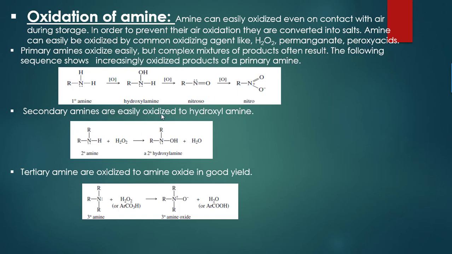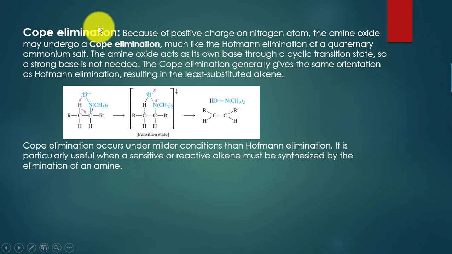Secondary amines are easily oxidized to hydroxylamine. Tertiary amines are oxidized to amine oxide in good yield. And this structure is similar to the structure of quaternary ammonium hydroxide. This will lead to the formation of alkene and hydroxylamine, and that is called the Cope elimination.